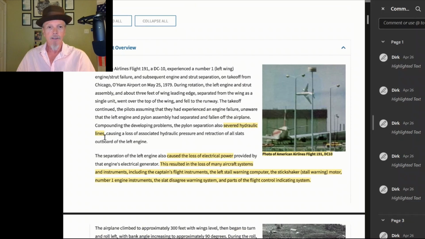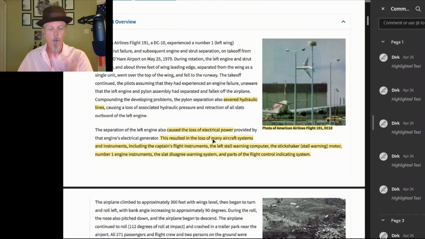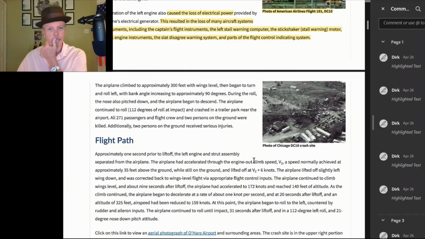So there were severed hydraulic lines causing a hydraulic loss of pressure. This is what caused the slats to retract. They had electrical power loss, and that resulted in a loss of many aircraft systems and instruments, including the captain's flight instruments, the left stall warning computer, the stick shaker, which is a stall warning motor, the number 1 engine instruments, the slat disagree warning system, and parts of the flight control indicating system. So they did what they needed to do for what they thought was happening.